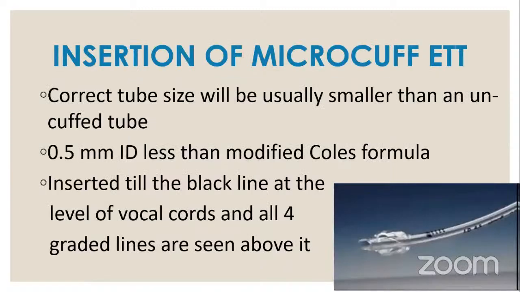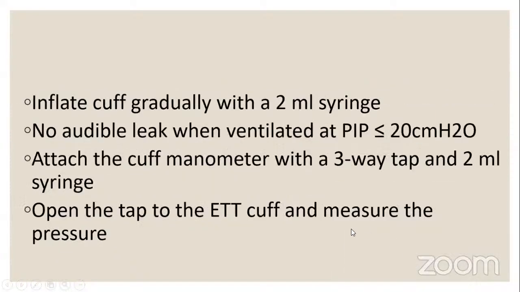About the insertion of the microcuff endotracheal tube, the correct tube size will usually be smaller than an uncuffed tube. We usually use 0.5 millimeter ID less than the modified Gold's formula. Then it is inserted till the black line is at the level of the vocal cord, and all 4 graded lines are seen above it. Afterwards, we have to inflate the cuff gradually with a 2 ml syringe until there is no audible leak when ventilated at a peak inspiratory pressure of less than 20 centimeter water.